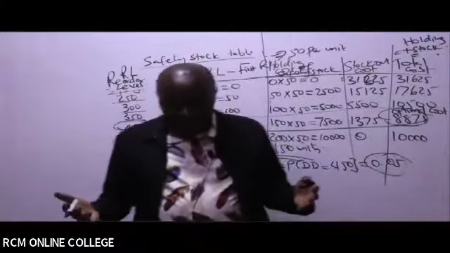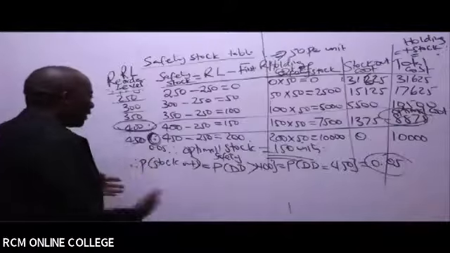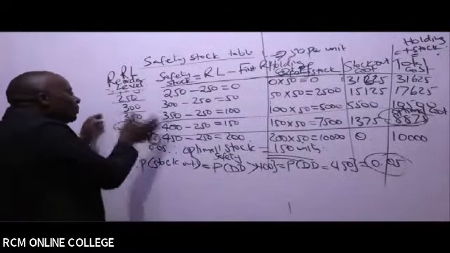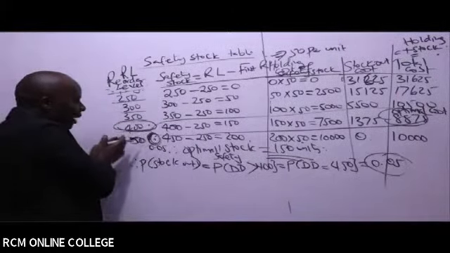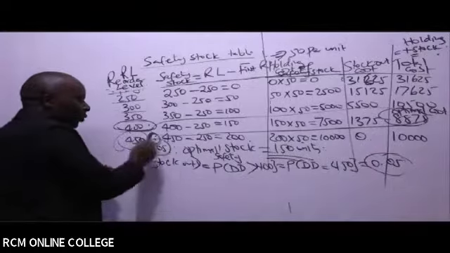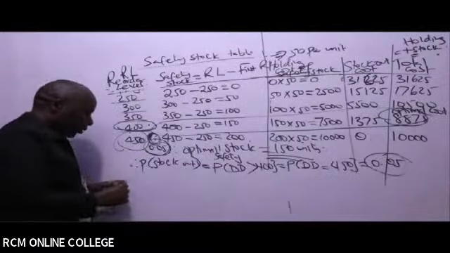We run out of stock whenever demand is more than what we have supplied. So in this case here, what you have supplied is 400, and there is only one event when the demand is more than 400. Only one event when the demand is more than 400, which is this 450. So then what is the probability of 450? It is 0.05.